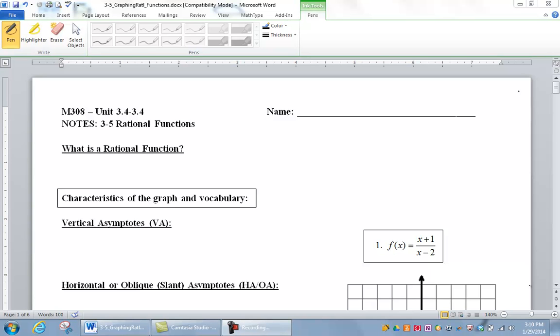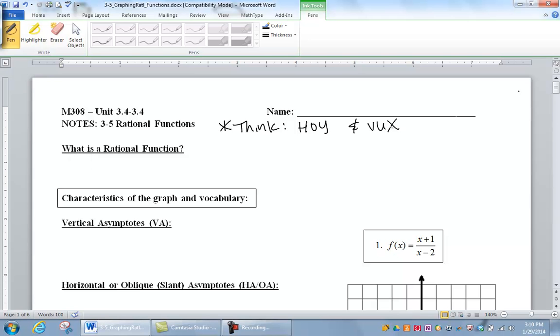This is Mrs. Johnson and we're starting our 3.5 notes packet over rational functions. There's one thing that you need to remember from last semester: the difference between the HOY and the VUX that we talked about when we're graphing lines. The HOY stands for horizontal, zero slope, y equals. The vertical lines are undefined slopes and they are x equals lines.